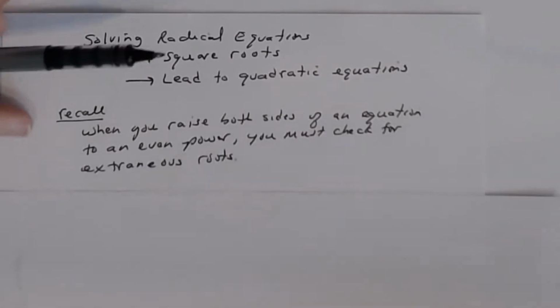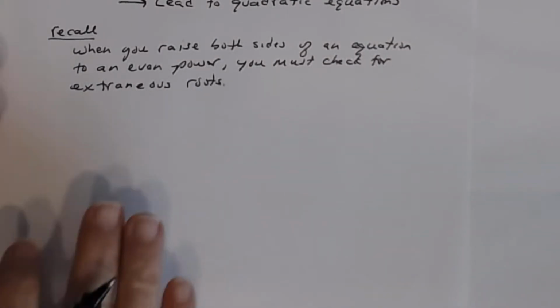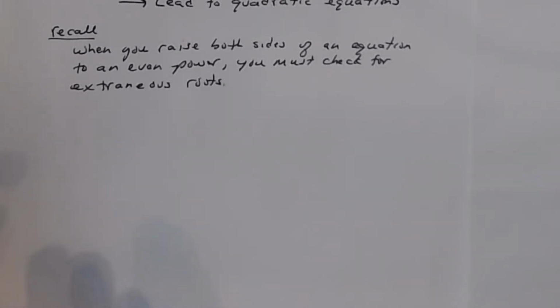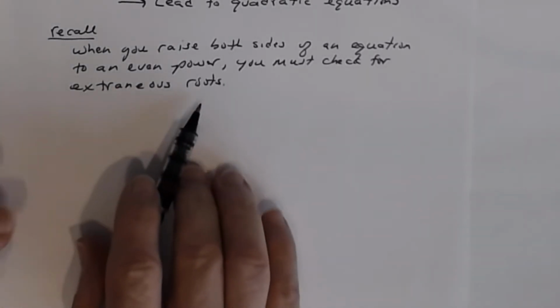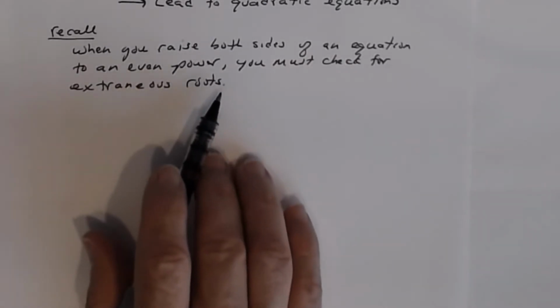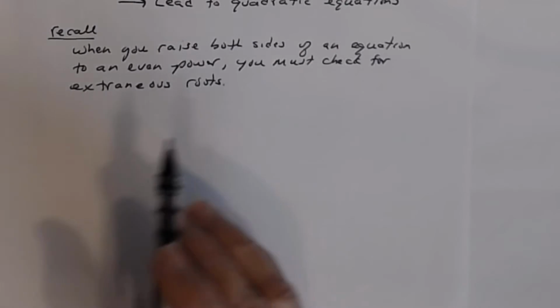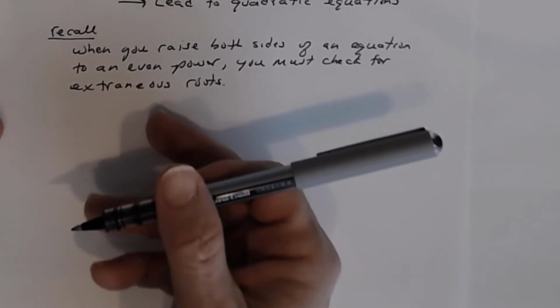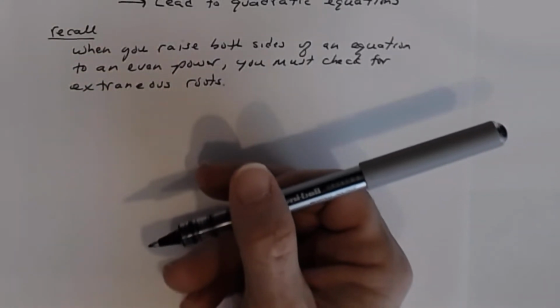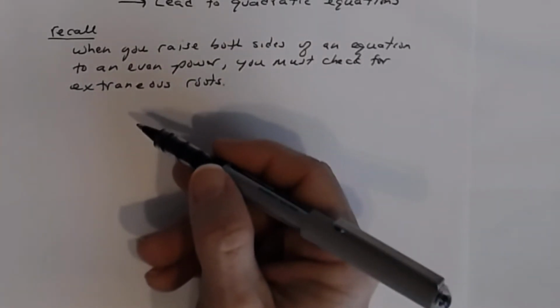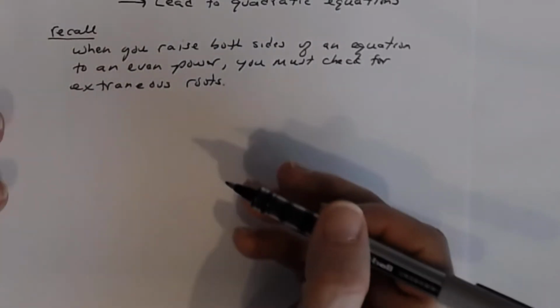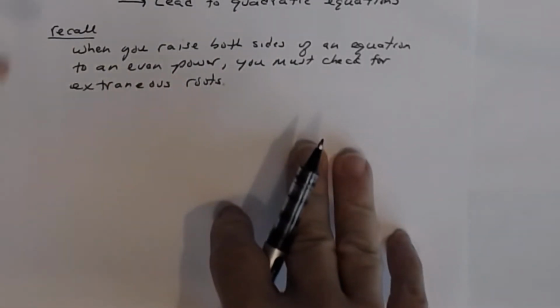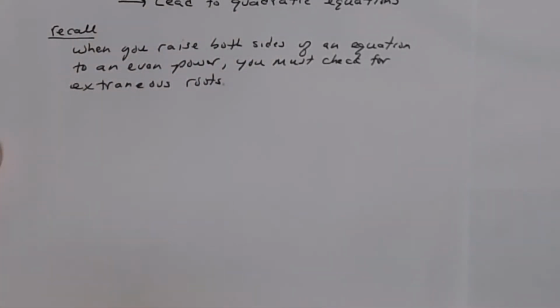Just remember this: when you raise both sides of an equation to an even power, you must check for extraneous roots. So in all of these problems, you're going to notice that it is important that you check for extraneous roots. Remember, another word for root is solution, and extraneous basically means several things. You could think of it as adding a solution that's not a solution to the original equation, or you can think of this as being a false solution. Okay, so it's just an extra solution that you end up with, but it's not a solution to the original.